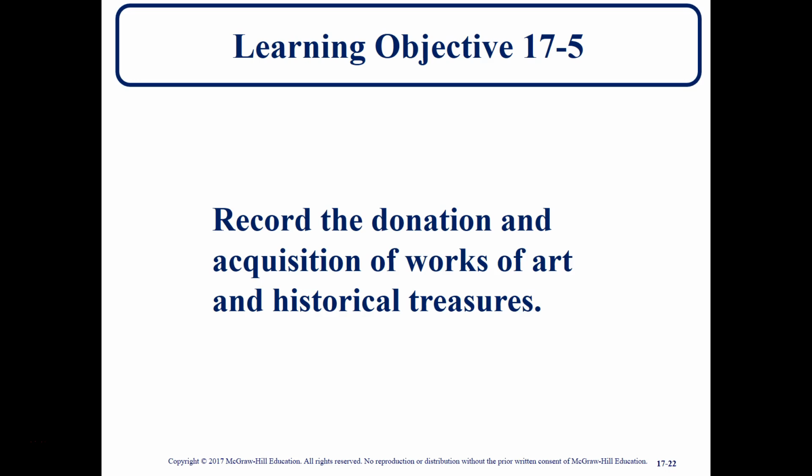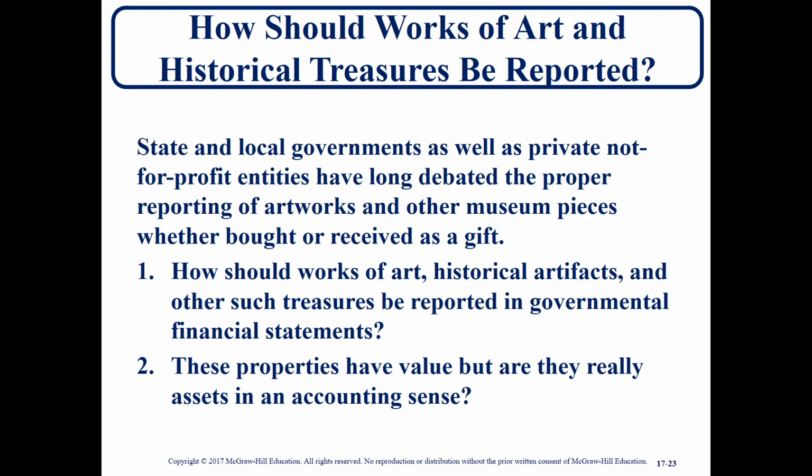Record the donation and acquisition of works of art and historical treasures. The fifth objective. So how would we value works of art and historical treasures? Well, again, this is not just a debate in the state and local, but as we'll see in our next discussion in accounting for not-for-profit entities, how should artwork and museum pieces be recorded, whether it was bought or received? Number one, how should works of art, historical artifacts, and other such treasures be reported in governmental financial statements? Number two, these properties have value, but are they really assets in an accounting sense?